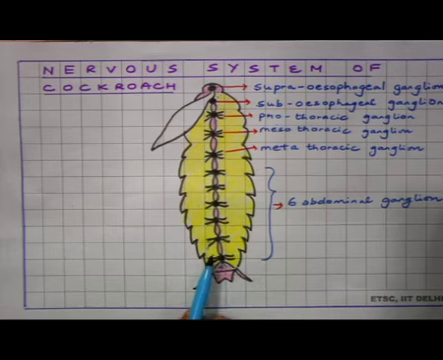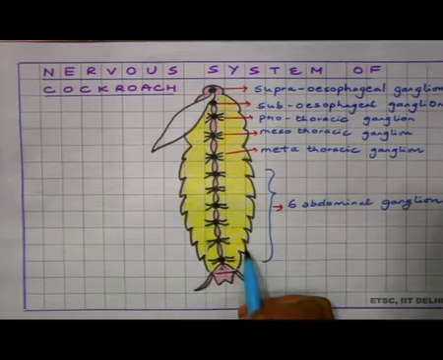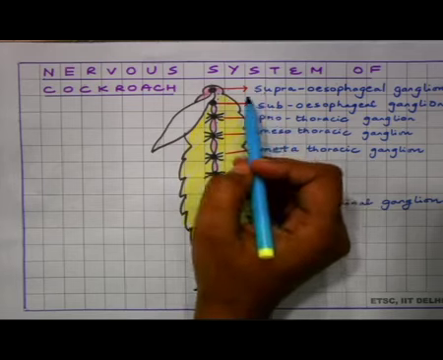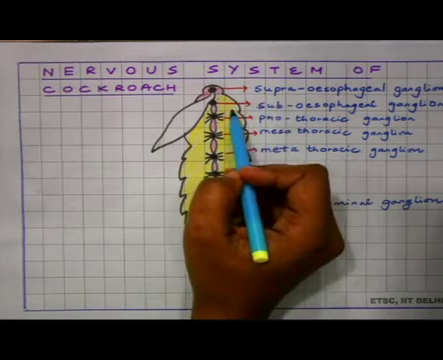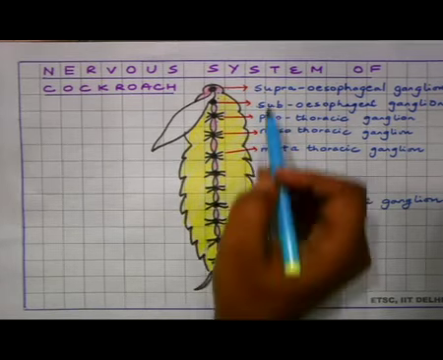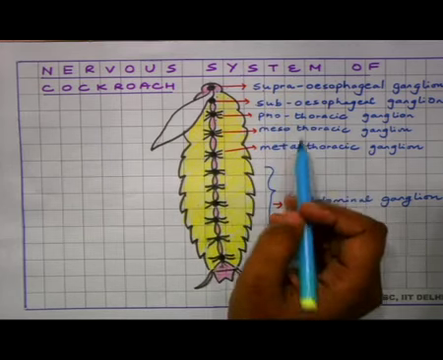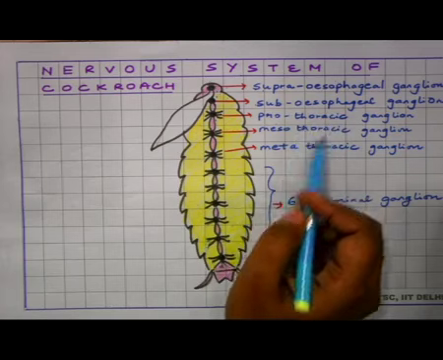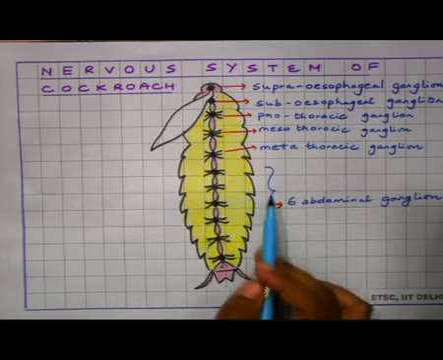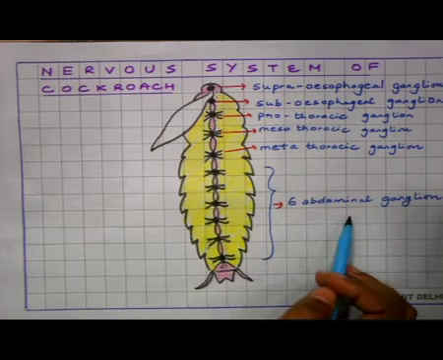So, these particular descriptions you need to remember, the number of ganglia which are present. In total we can say that there are the supraesophageal ganglion and subesophageal ganglion, which are 2 representing the central nervous system. Then at the thorax there are 3, prothoracic, mesothoracic, metathoracic, and at the abdomen there are 6 abdominal ganglia.